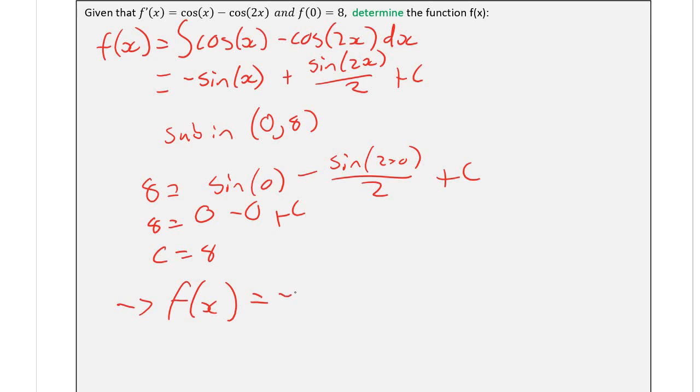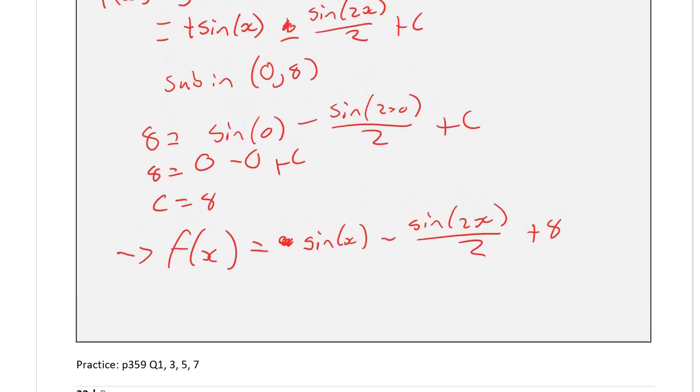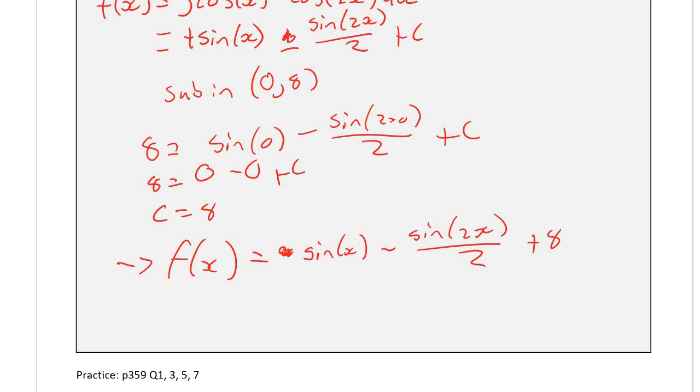equals minus... Sorry, that should be plus. And that one was a minus. Equals... Yeah. Sine of x minus sine of 2x, because cos integrates to positive sine. Plus 8. Noted. And then I'll get you to have a go at those problems on page 359.